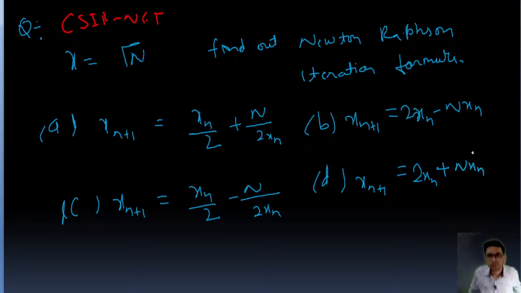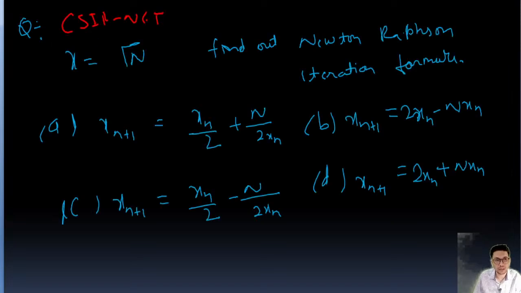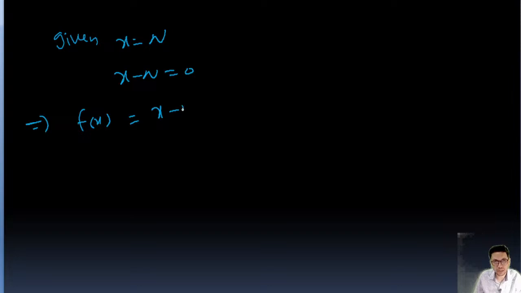Okay, this is the question, guys. So I'm going to solve it. So here we have given a very simple question, guys. Okay, 3.5 marks question, given x equal to root n. So it means we can write x squared minus n equal to 0. That implies the function is going to be x squared minus n. So this is the function.